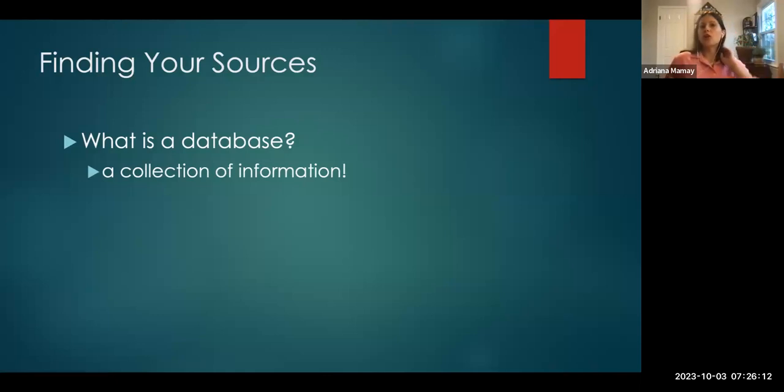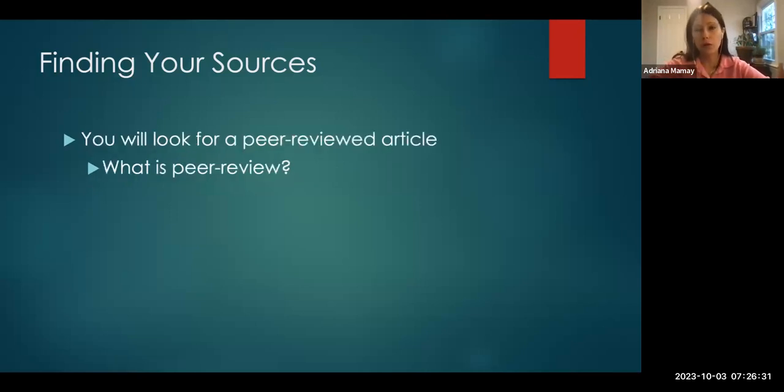I know the term sounds very intimidating or very specialized, but a database just means a collection of information, a place you go to find information. So you are going to be searching within a database to find your articles, but you can't just use any article that the database provides to you. You need to make sure that your article is peer reviewed. That's a very specific type of article, a peer reviewed article. So what does that mean? Who knows what peer review is?